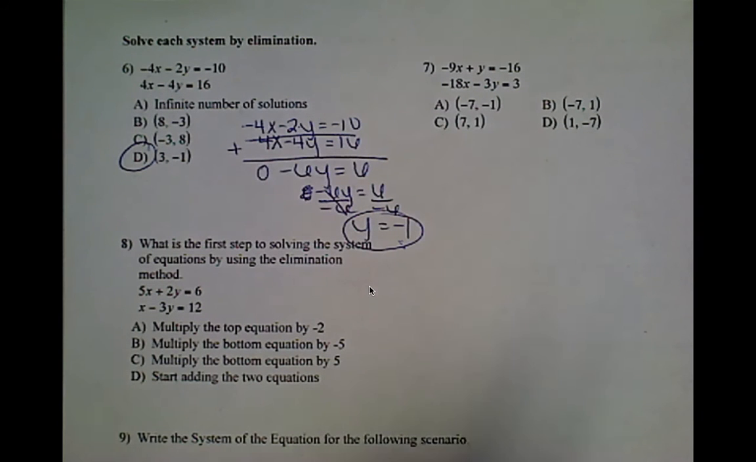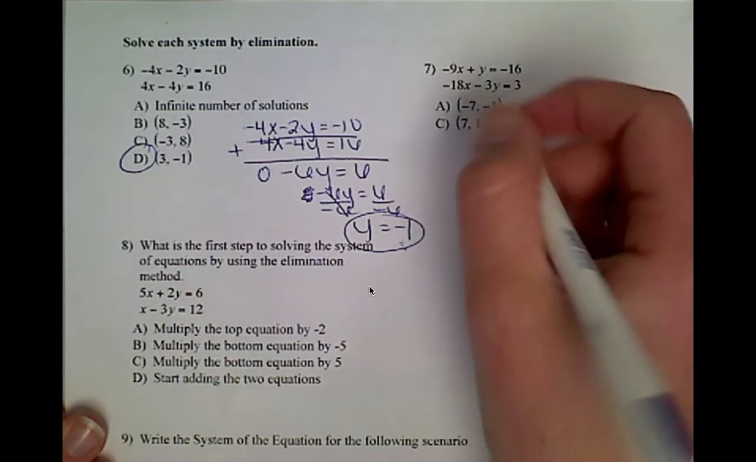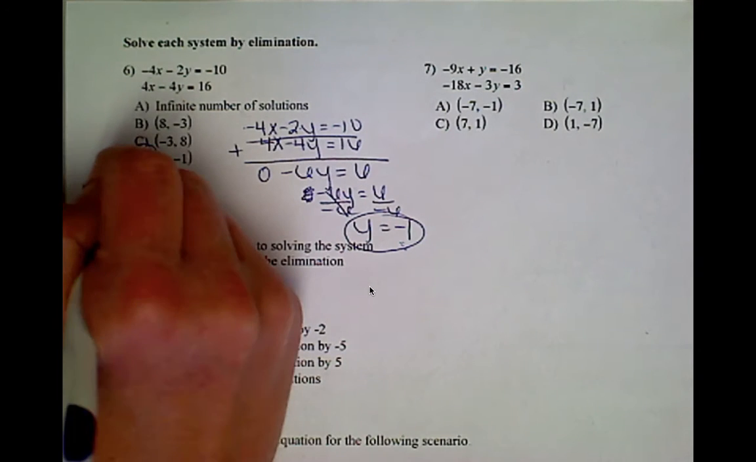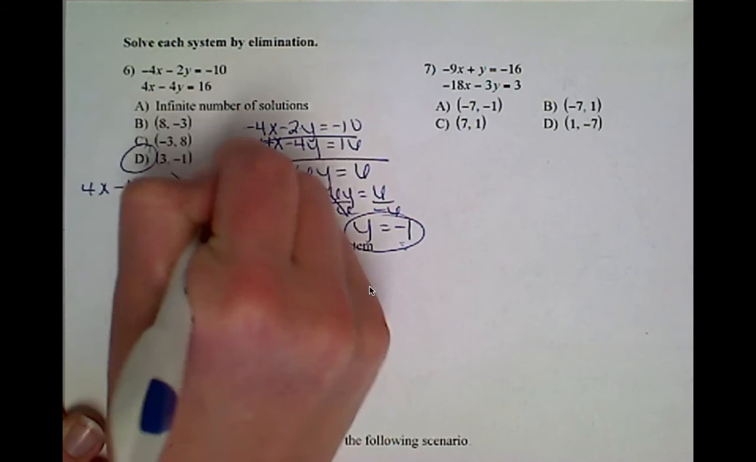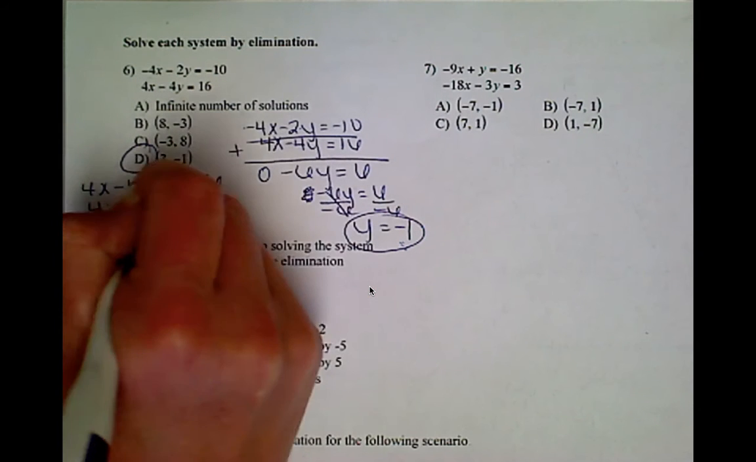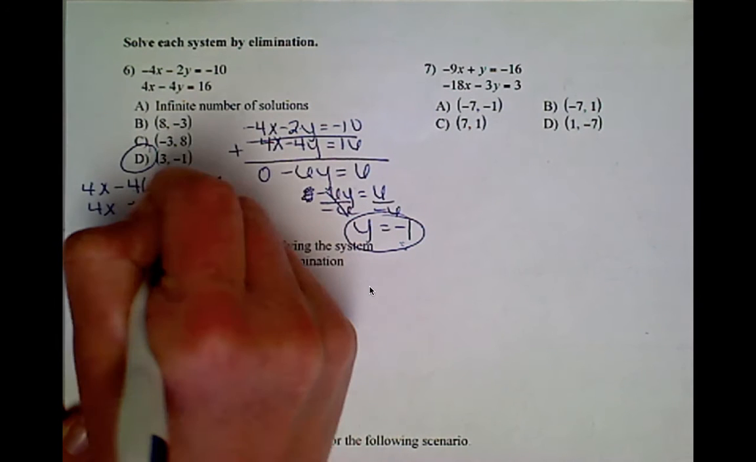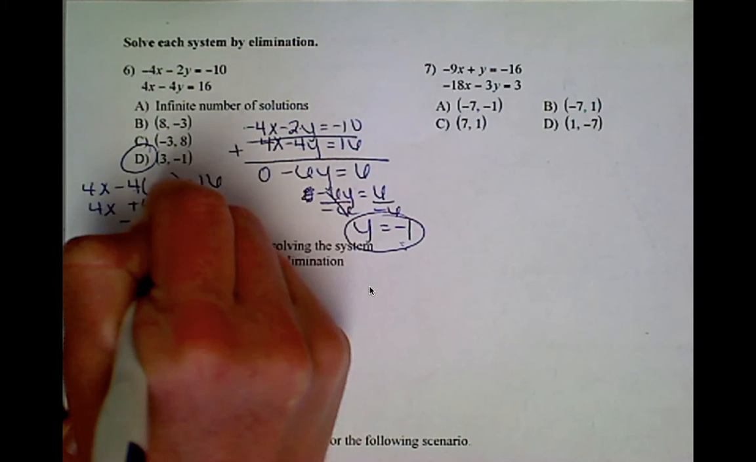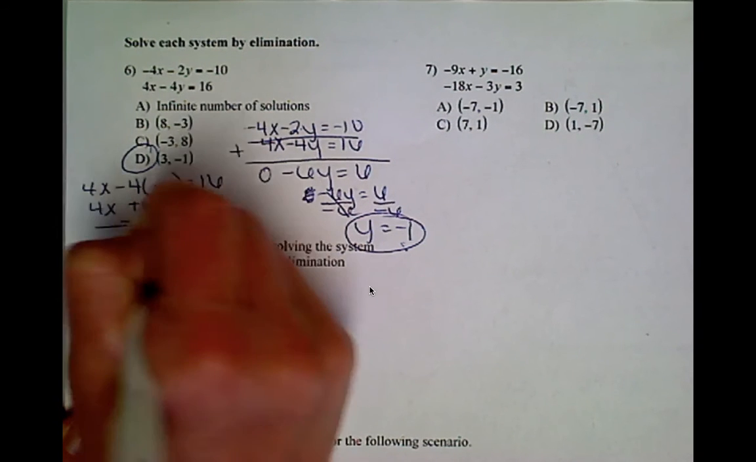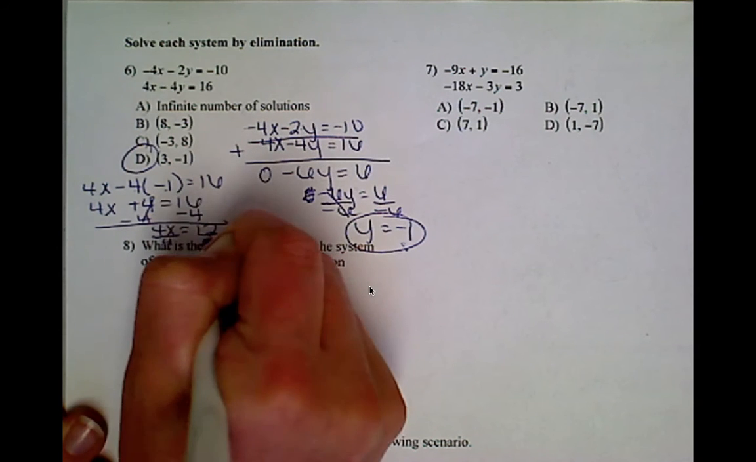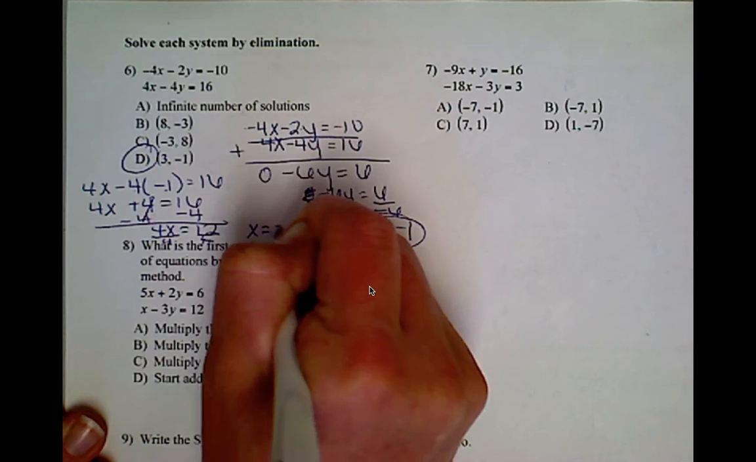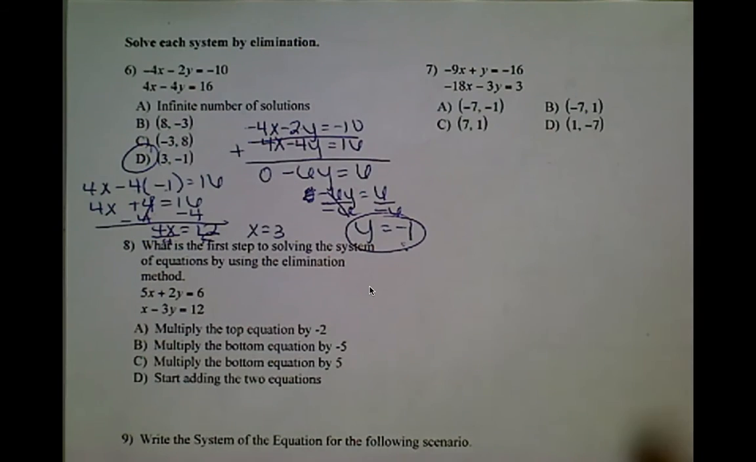I'm going to finish the x part. So I'm going to substitute it back into either equation. I'm going to pick the top one. I'm going to replace y with a negative 1, and I'm going to solve. So 4x, negative 4 times negative 1 is going to be a positive 4. I'm going to undo addition by subtracting it from both sides, and I get 4x equals 12. Divide by 4, and x equals 3. And once again, that's the correct answer.